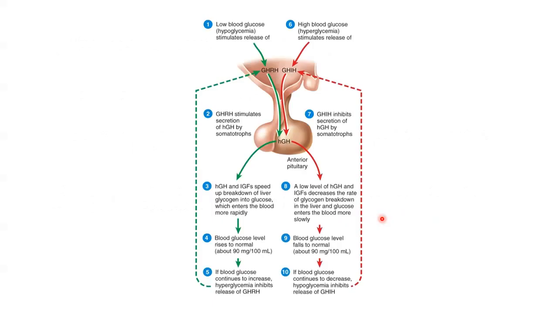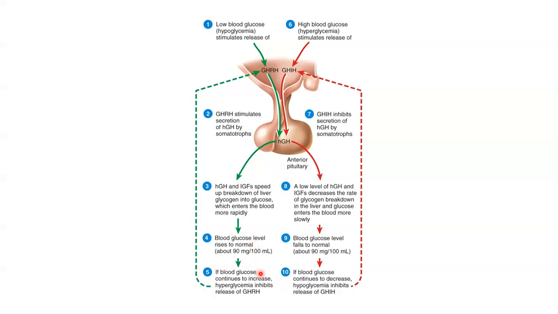So just taking a look at what that regulation process looks like. If we start up the top here, we have low blood glucose. It stimulates the release of growth hormone releasing hormone from our hypothalamus. That travels in the blood portal system to our anterior pituitary gland, where we then release human growth hormone. Human growth hormone speeds up the breakdown of glycogen in our liver, so it puts that glucose back into the blood. Our blood glucose levels will increase.